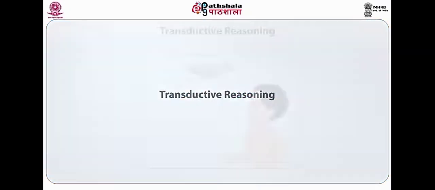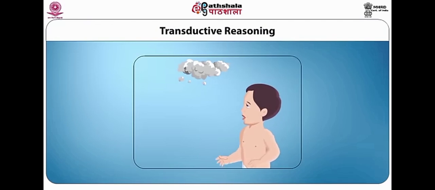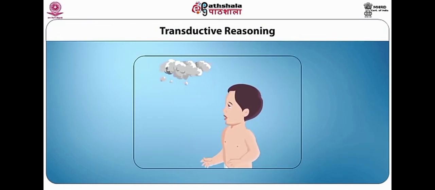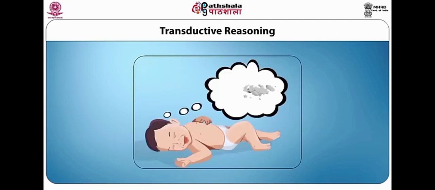The next feature is transductive reasoning. Have you ever heard a child saying, "The cloud moves when I walk"? Here the two disconnected facts are connected. Even when asked, do the clouds move when you sleep? The child confidently says yes, because the dogs and cats move around. This is nothing but transductive reasoning.